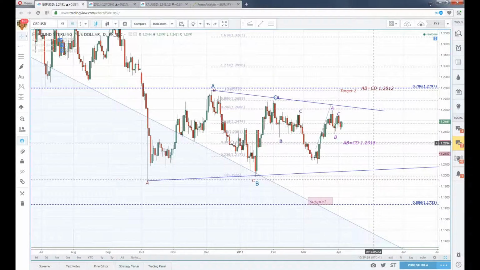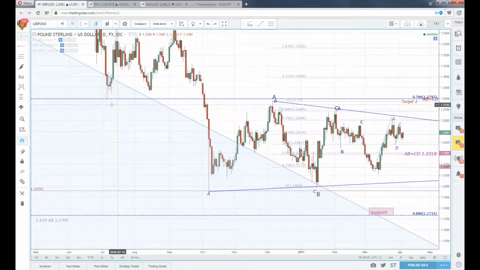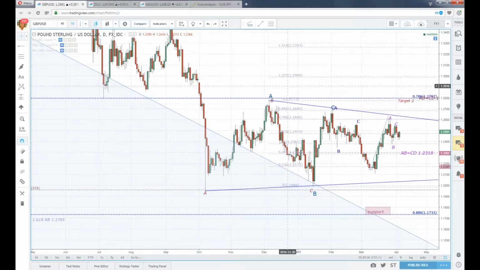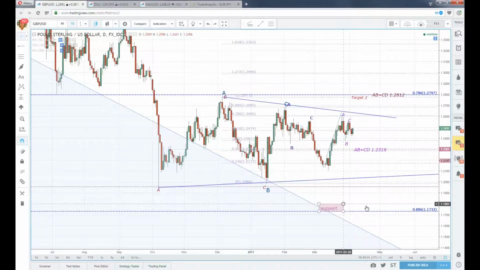So this is my view of cable. I think that we have a really good chance of rallying back to 128. Really good structure there as well when you look at it. ABC, everything lines up there, and then we'll see a decline to 1.17. Okay. Thank you. Nice. That's my view of cable.